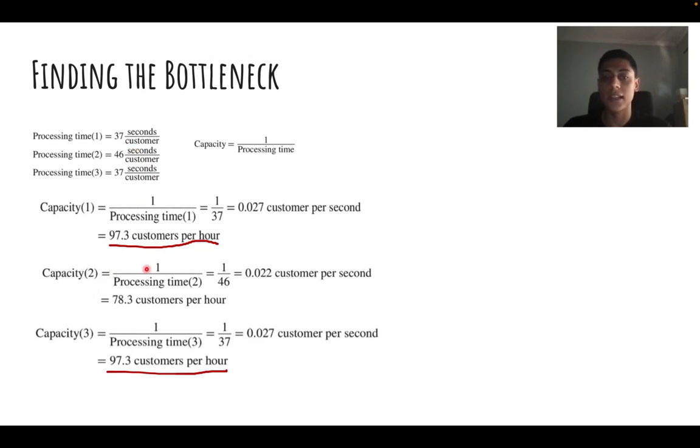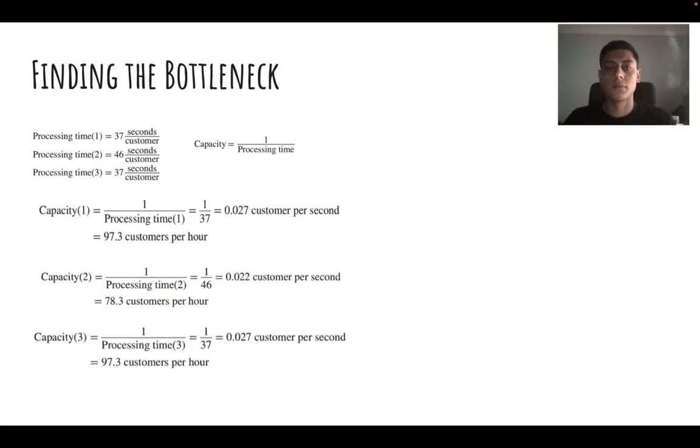Now, we take the second employee's processing time, and use that to calculate their capacity. So doing so, we take the 1 divided by the 46 seconds per customer, and we find 0.022, which means that they help a maximum of 0.022 customers per second, which totals to an average of around 78.3 customers per hour. Sorry, a little bit of a sloppy circle. But what does that mean?